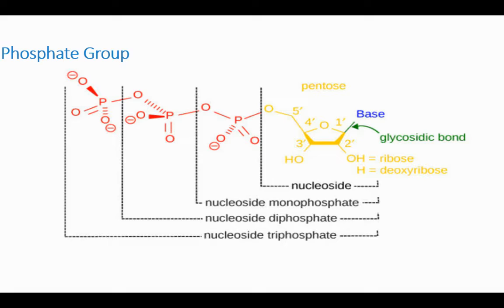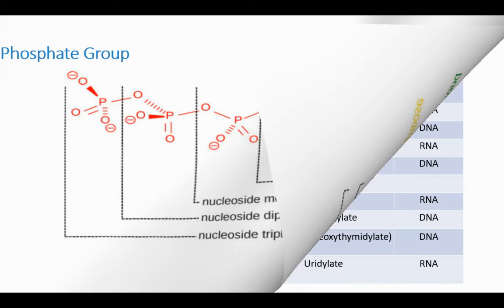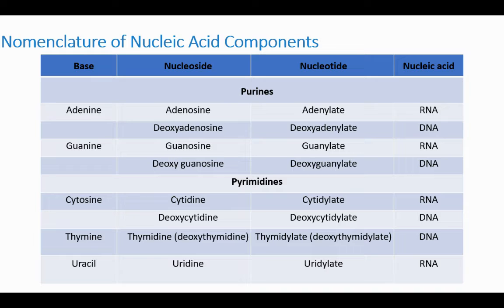Now take note, as we've discussed in bioenergetics, the energy is coming from the phosphodiester bond that is occurring between the phosphate groups and the sugar molecules. So yun yung nagre-release ng energy natin that is needed for the reactions. Now here is the table showing the different names of your bases along with the sugars. So you have your nucleosides and then the nucleotide.